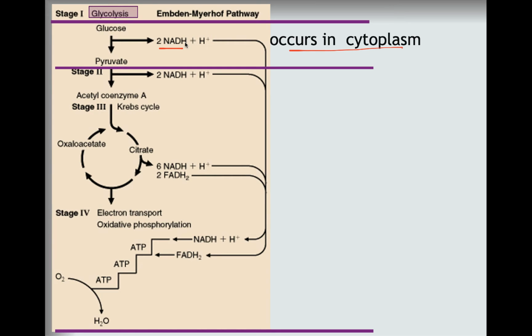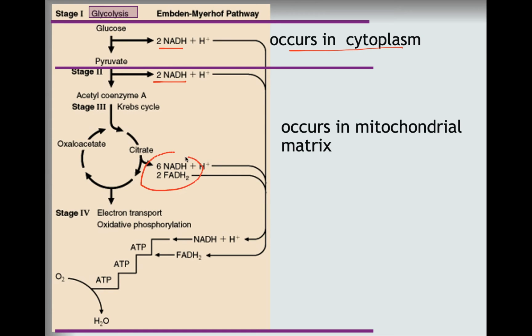The NADHs need to be moved into the mitochondrial matrix to participate in electron transport. And all the rest of it, stage 2 and stage 3 and stage 4, are all occurring in the matrix of the mitochondria. Stage 2 is pyruvate oxidation. We go through a redox reaction. We get NADHs, and we also create acetyl coenzyme A, which is the very first substrate for the Krebs cycle. And then we go through the Krebs cycle.